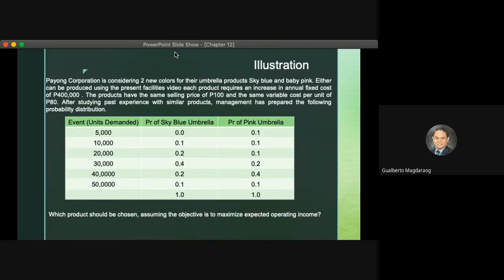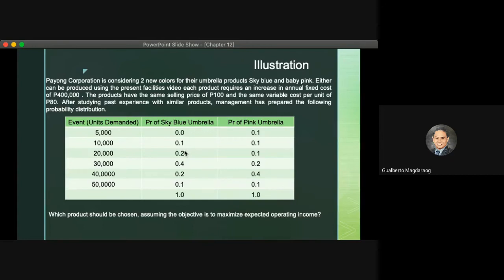So what we are going to do here is simply multiply the possible demands by each probability. These demands are just estimates based on experience or maybe past data. And these probabilities that they made are also based on experience, estimates, or their past data. So at 5,000 demand, there is zero probability that the umbrella will be bought from us if it is sky blue. But there is a 1% probability that the umbrella will be bought from us if it is pink. Okay? For 10,000 demand, 1% probability for sky blue, 1% probability for pink also.